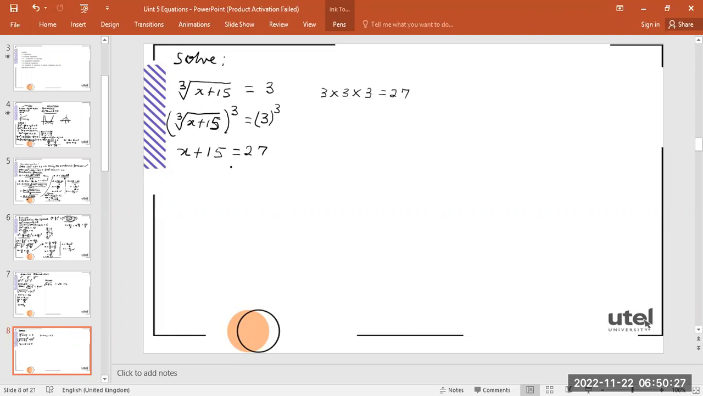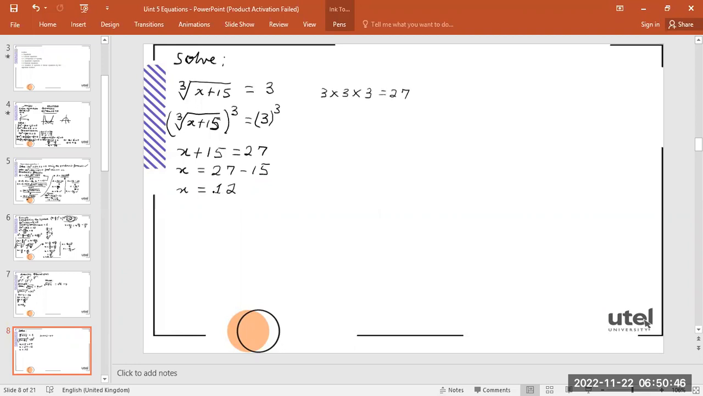So this, again, is a very simple linear equation. It then means that your x is simply going to be, you transfer plus 15 to the right-hand side of the expression. That gives you 27 minus 15, implying that x is equal to 12.